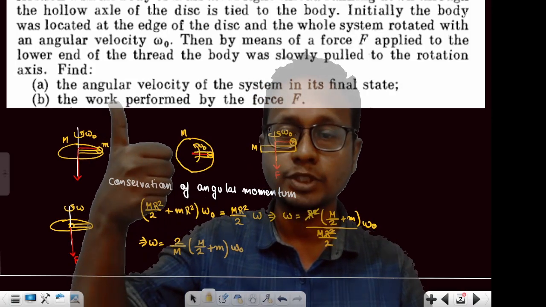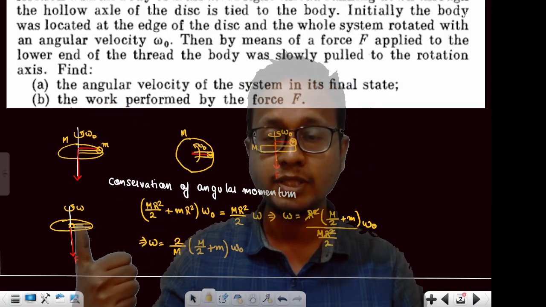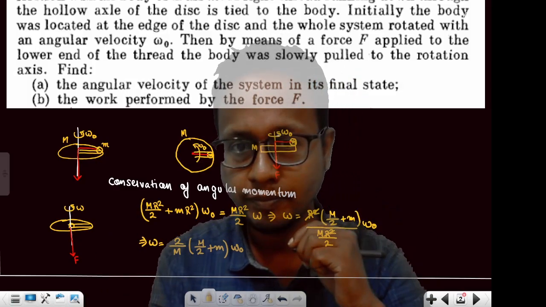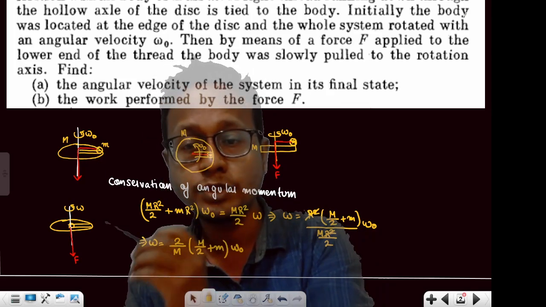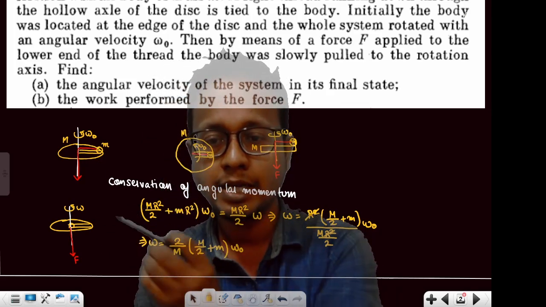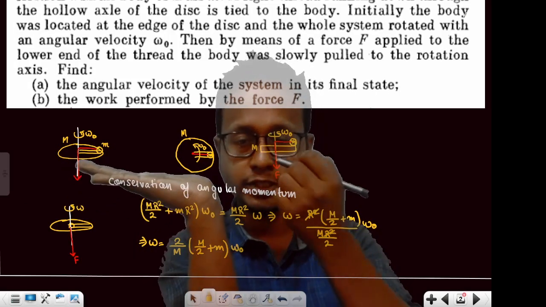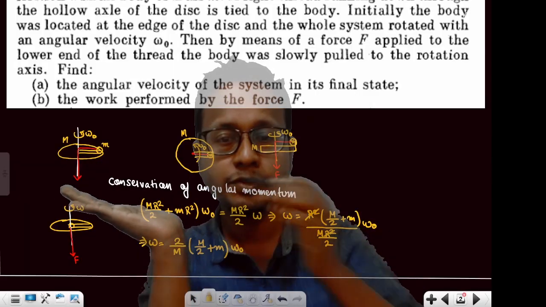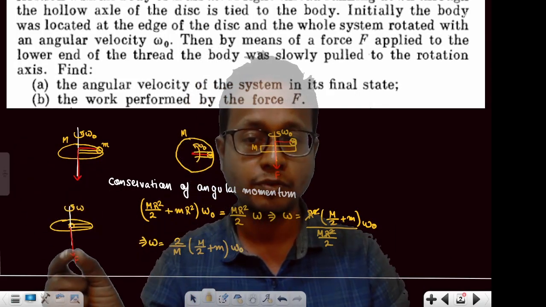Now the final part of the question: what is the work performed by the force? There is no way you can find the work performed by this force until and unless you know the value of the force. But there's a clever workaround here. If I apply the work energy theorem in this case, what are the forces doing any kind of work? Since this is a horizontal table, the gravity force is doing no work. The only forces doing any kind of work are the tension forces, isn't it? So the work done by the tension force is nothing but the work done by force F.